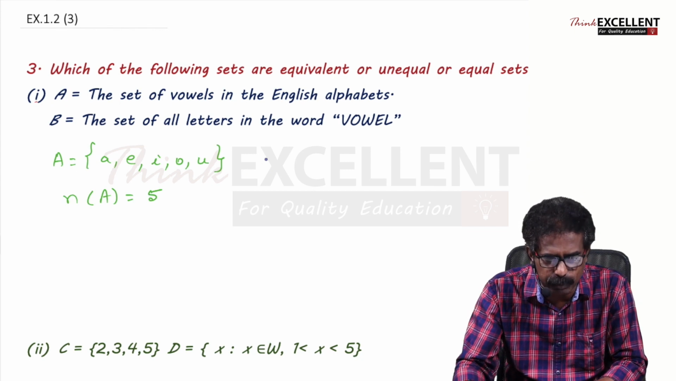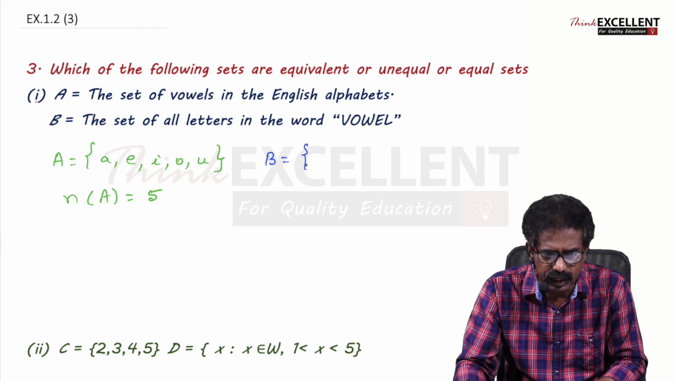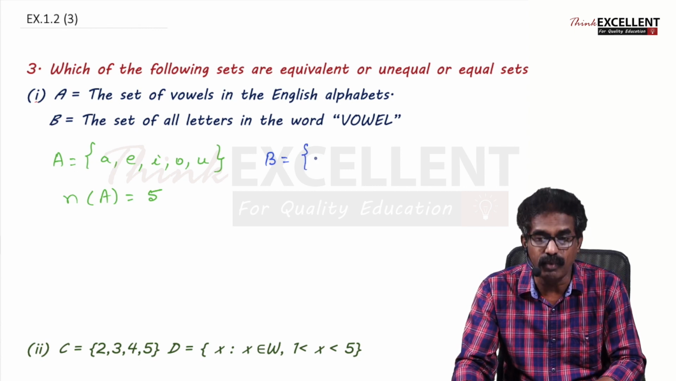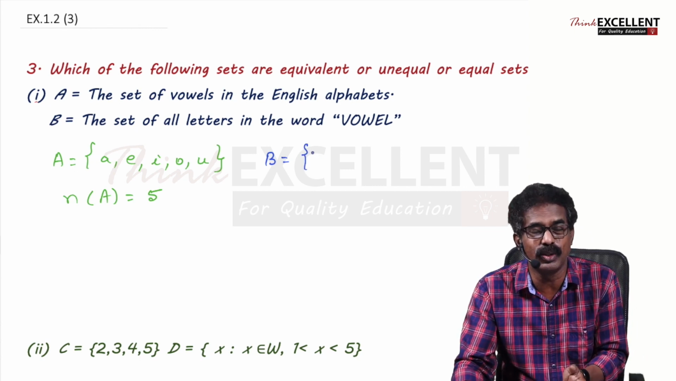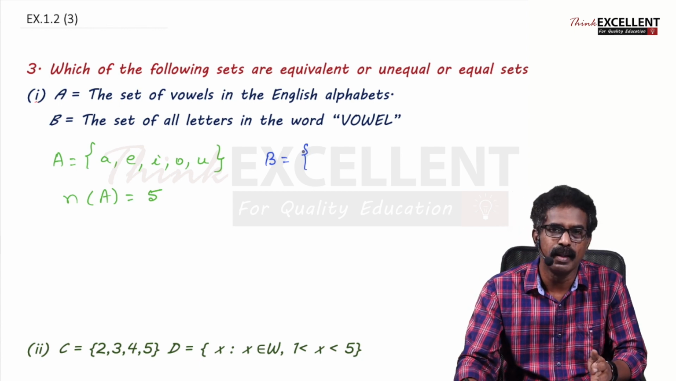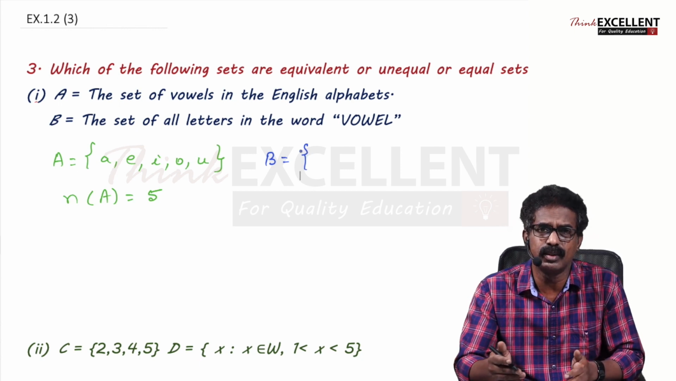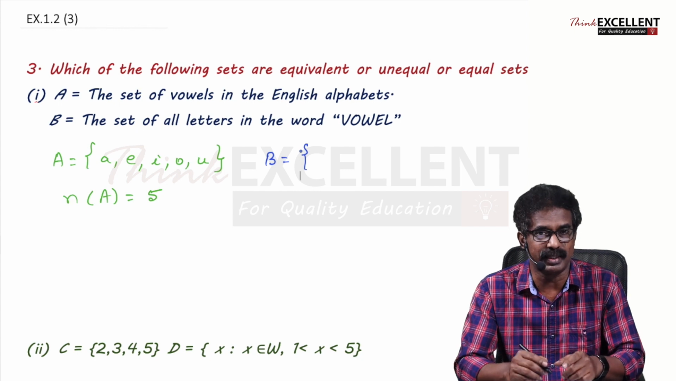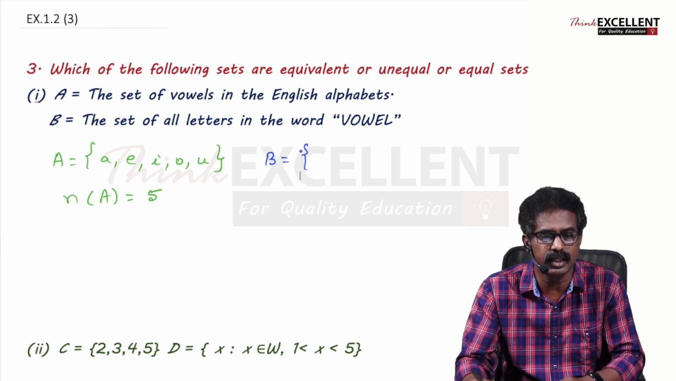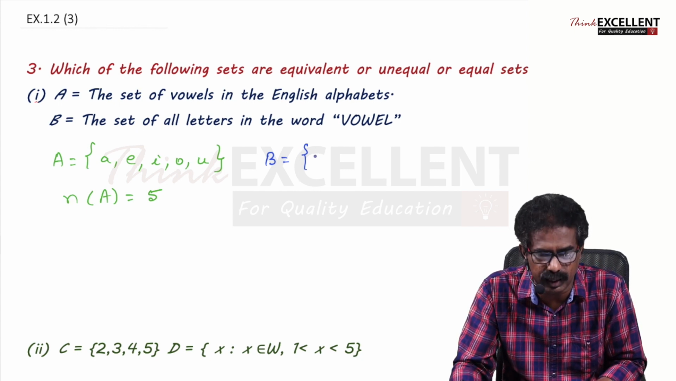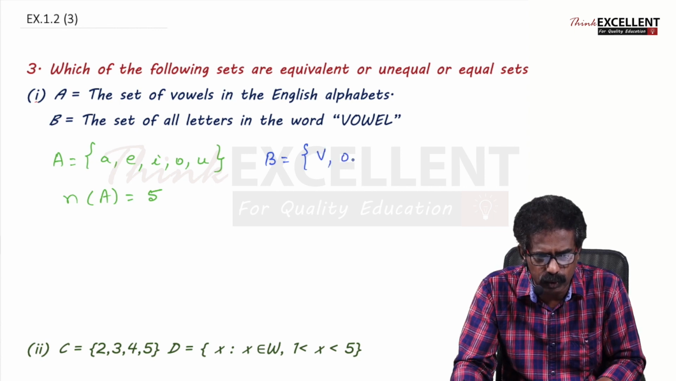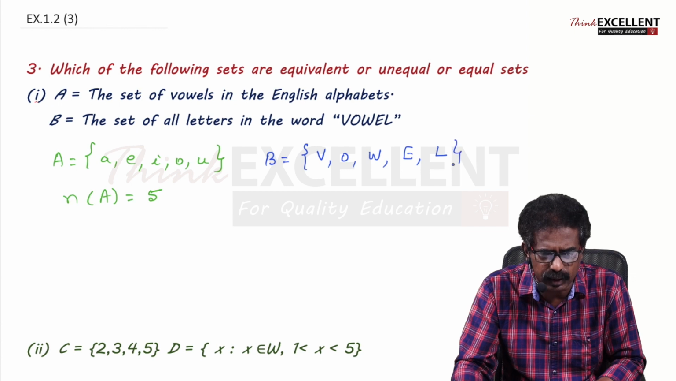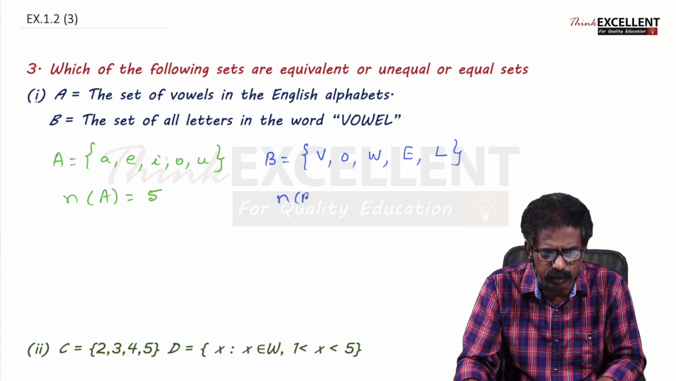Now let us find B. B is the set of all letters in the word vowel. Set of all letters. So already last class we did a question, right? You write all the letters one after the other, but don't repeat. If there is any repetition, you write it only one time. Here, what are the letters given? V, O, W, E, L. No repetition at all. So N of B, count how many elements are there? 1, 2, 3, 4, 5 elements, right?